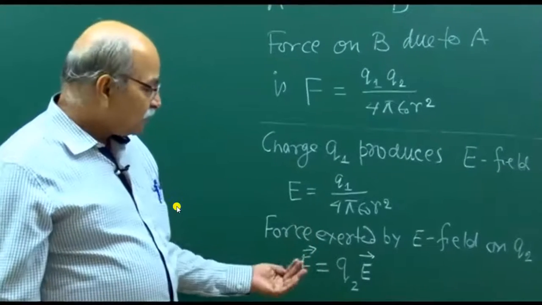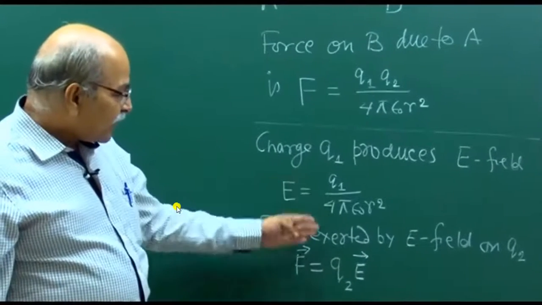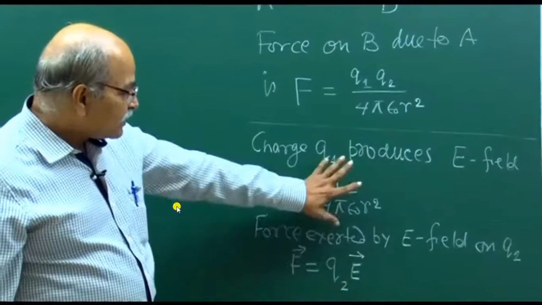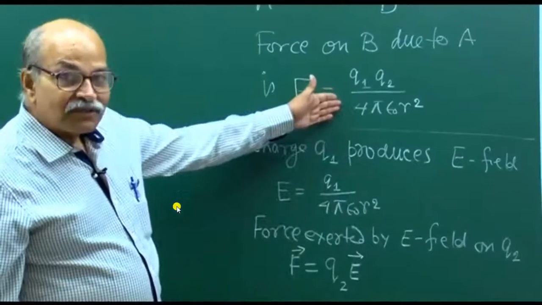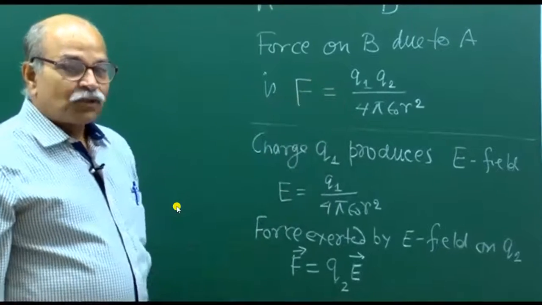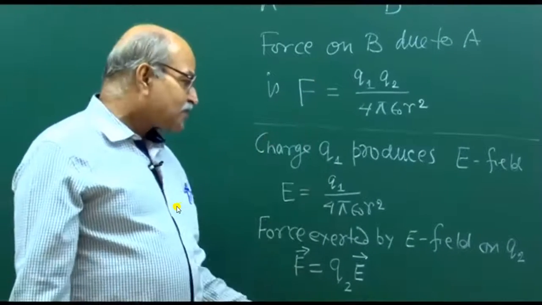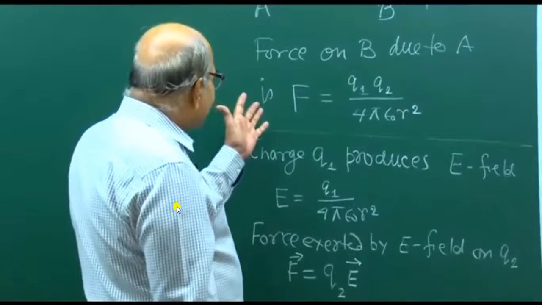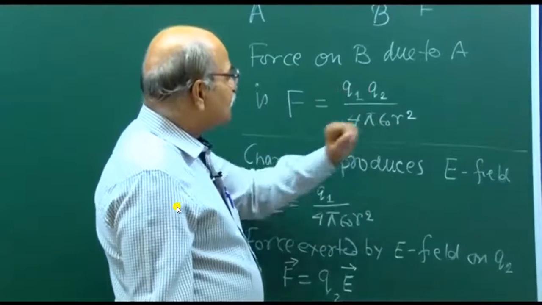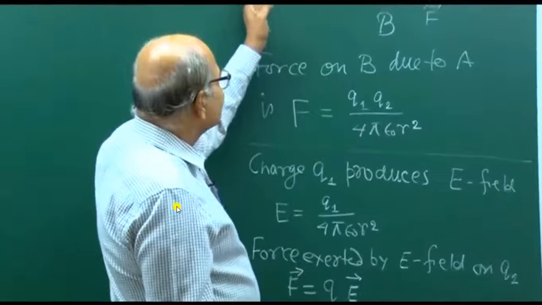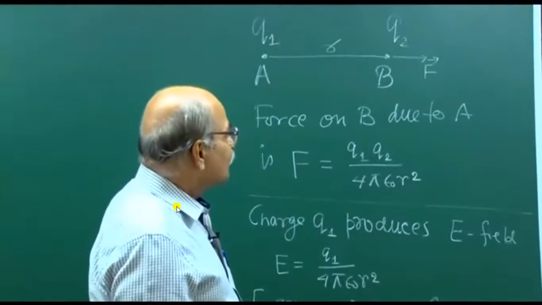So, if you combine this one and this one, taking proper directions into account, you get Coulomb's law. So why go through this tedious process when I could have said that the force is given by Q1 Q2 by 4 pi epsilon naught r square, and Q1 is exerting force on Q2?